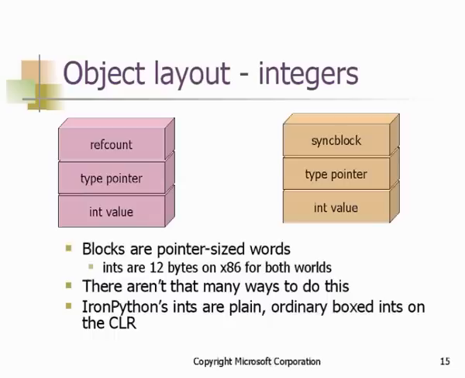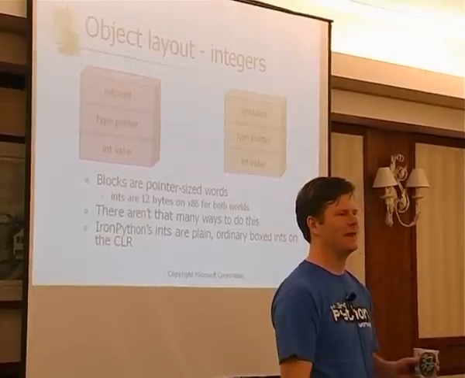Object layout. This was interesting. I was really hoping that I was going to show that we have a more compact object layout than CPython does. Because if you think about it naively, we should. .NET uses a true garbage collector, so it doesn't need to have a ref count.